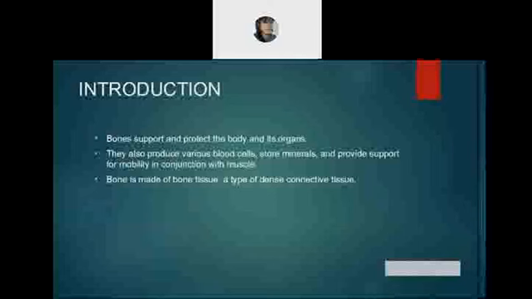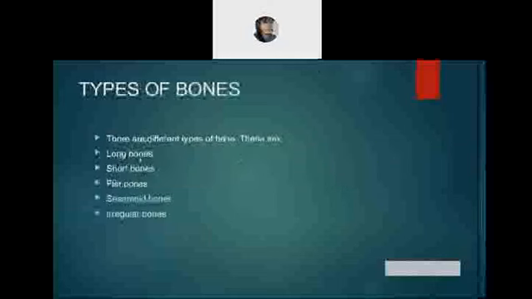Next, you see, bone is made up of bone tissue. These bones are made up of bone tissues, and they are a type of dense connective tissue. Okay, and next is types of bones.